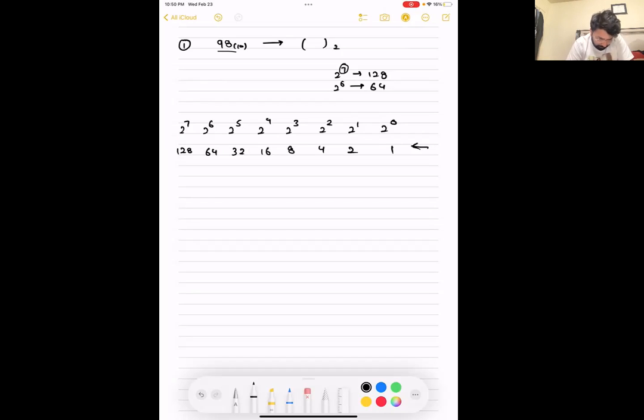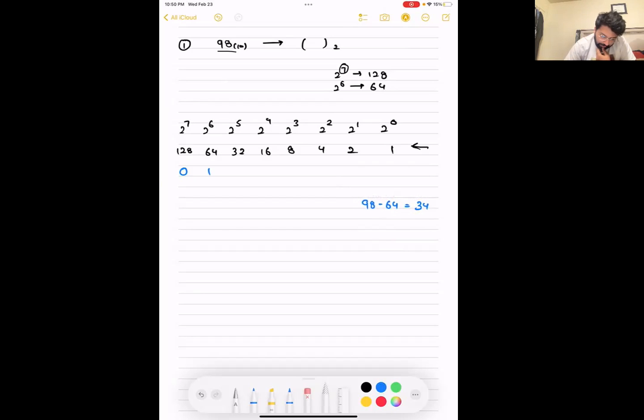If we subtract 98 minus 128, that's going to be a negative number. So we cannot do that. Since we cannot do that, we're going to say we haven't used this for subtraction. And if we do 98 minus 64, that's a positive number. So we can say 98 minus 64 gives us 34. Awesome. Since we used the 64, we're going to put this as 1. And let me move this a little down so we have enough space.